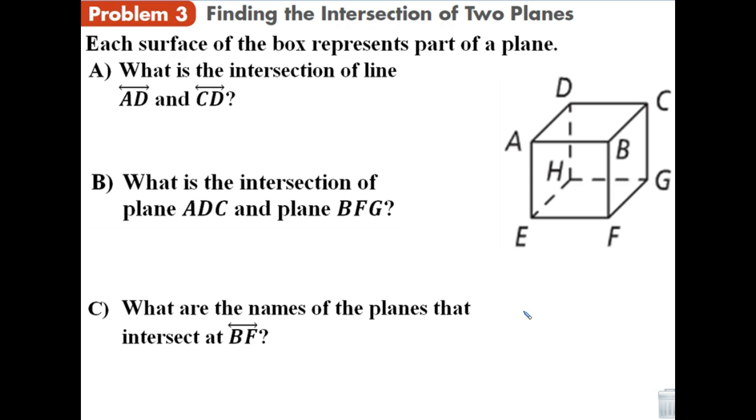All right, so last check for understanding here on those postulates. Again, geometric figure. Here we have a box, and the edges will represent line segments, corners, points, and the sides of the box, the faces, we can think of as planes. And we have 3 questions for you about intersections of lines and intersections of planes. Again, pause the video, give those a shot, and then hit play to check your answer.